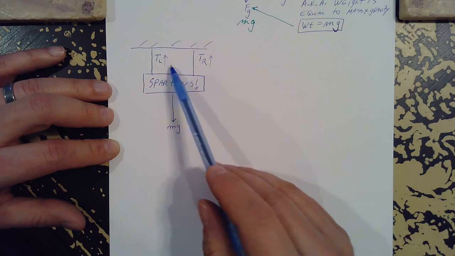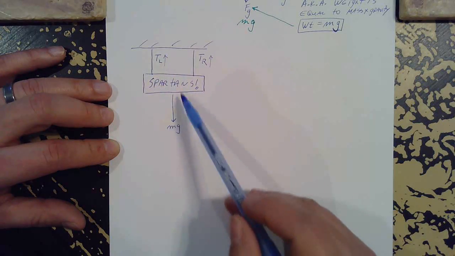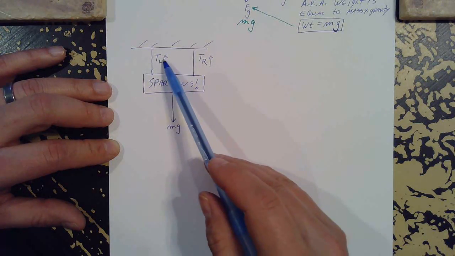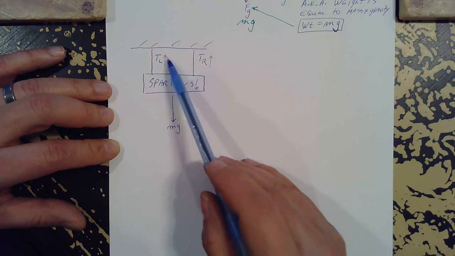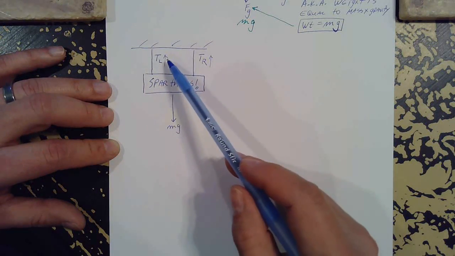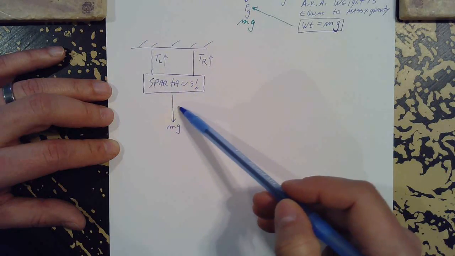I'm going to take that information to draw my free body diagram. Another thing from my quick sketch, you can see that the length of these two vectors for the tension, by the eyeball test, are about half the length of the weight vector.